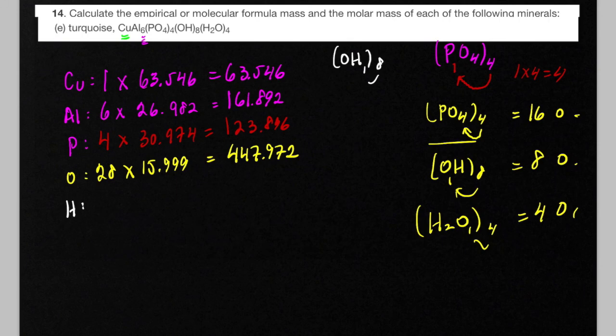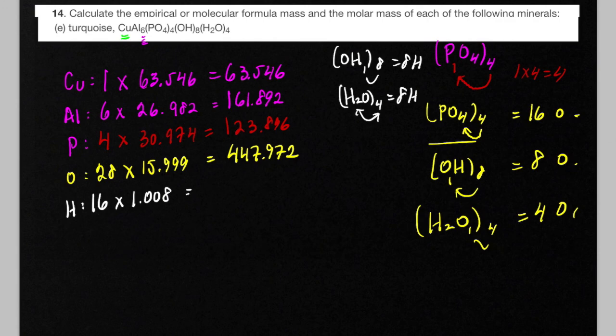So we have 8 hydroxides, and there's a 1 not shown there for the subscript for the H. So 8 times 1 is 8, so there's 8 hydrogens from that. And then we have H2O in parentheses 4. So the 2 there is multiplied by 4. Kind of like if you had 4 bicycles, you would have 8 wheels. So here we have 8 hydrogens as well. So we have a total of 16 hydrogens in this humongous molecule.